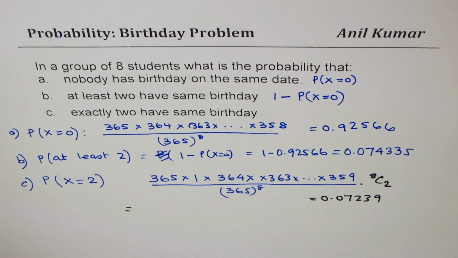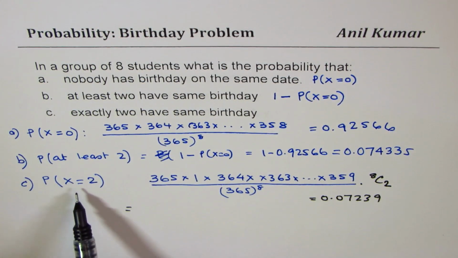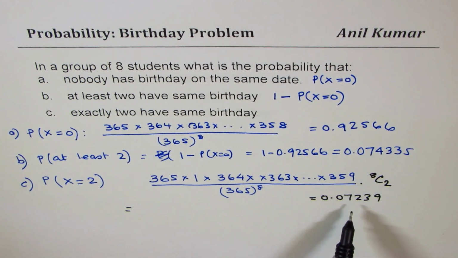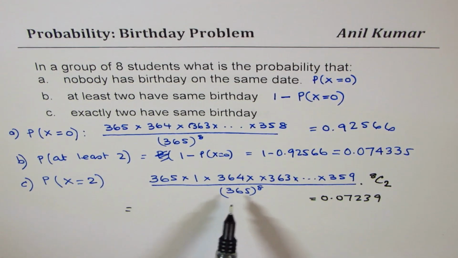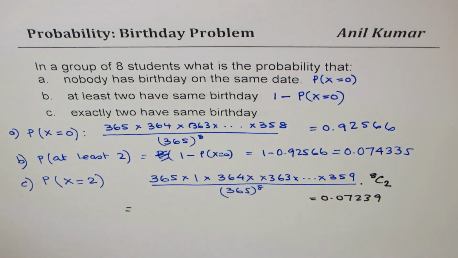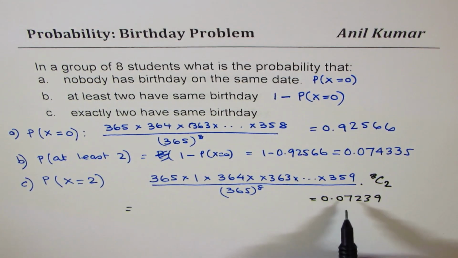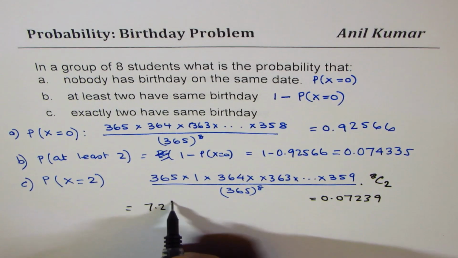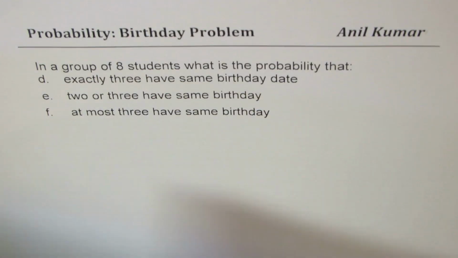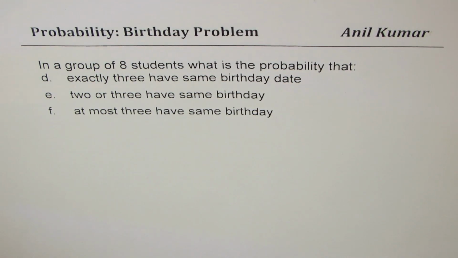So that's what we get. For exactly 2, it is slightly less than what we got earlier. It makes some sense, right? So that becomes the answer for exactly 2. And this is a convenient way of doing it. So I hope you appreciate the method, right? Now let's move forward. I could write this as 7.2% if you want to write in percent. So let's move forward and answer part D, E, and F now.